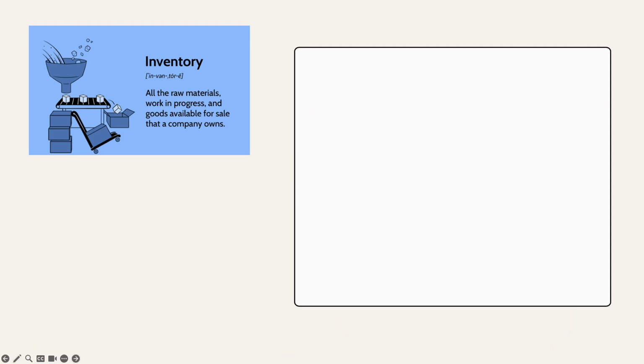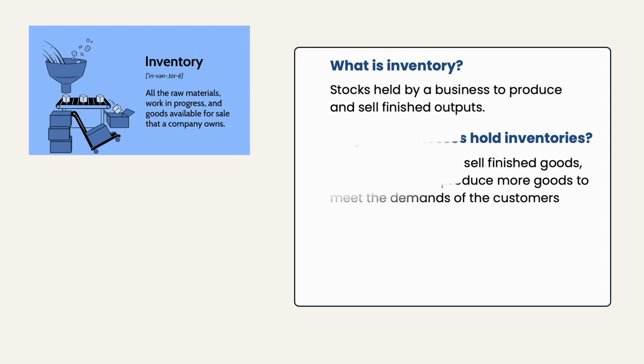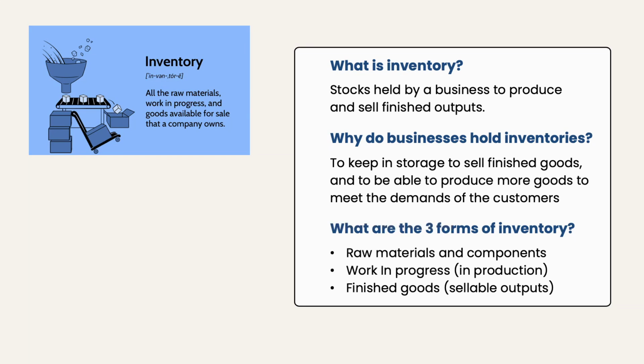Okay, so what is inventory? Inventory is basically all the raw materials, the work in progress, and goods available for sale that a company owns. So imagine if you are running a store selling items in a grocery store, for example. Your vegetables, your raw materials inside, your cans of tuna and things like that. All those are your inventory.